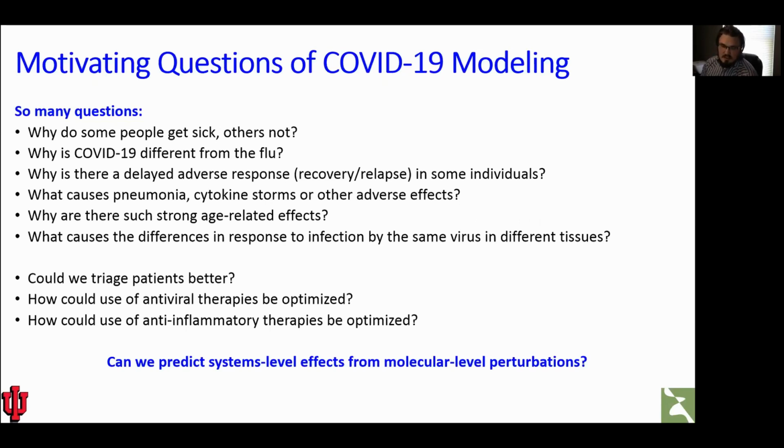And then in biomedical applications, we'd also like to know, is there something that we can build? There's something that we can simulate to assist in, say, performing better triage, or assisting in drug discovery and drug therapy development by optimizing antiviral or anti-inflammatory therapies. And so for the sort of modeling that we do, we ask the basic question of, can we predict systems level responses due to perturbations at the molecular level?